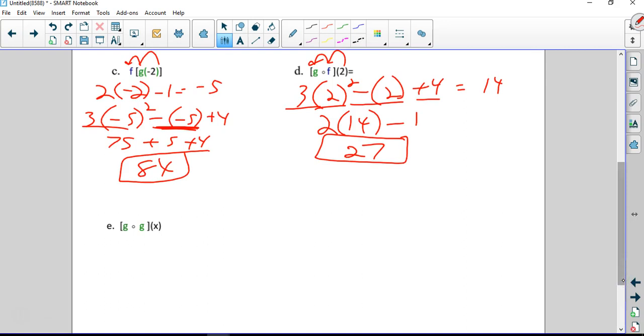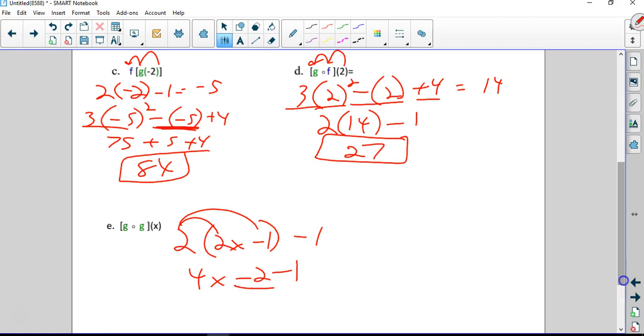And here's a funky one, g of g of x. You're just going to plop 2x minus 1 into 2x minus 1. You're putting it into itself. Distribute 4x minus 2 minus 1. Simplify 4x minus 3.